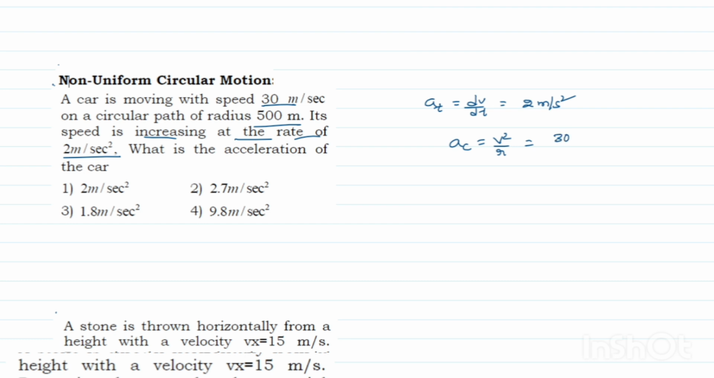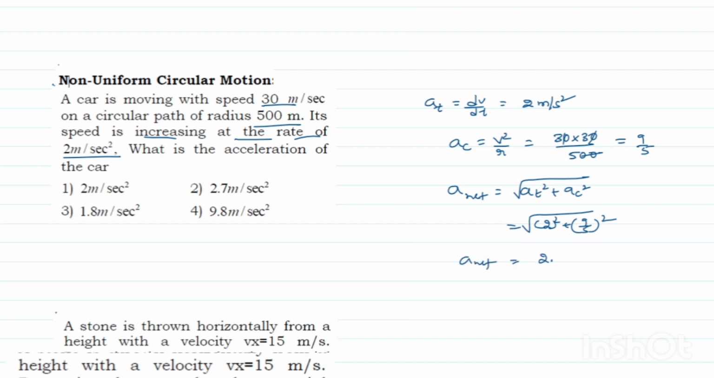With what speed it is moving: 30 square, you can take, by r, you can take as 500. These 2 zeros get cancelled, so here you can take 9 by 5. And the resultant acceleration, a net, in non-uniform circular motion is nothing but root of at square plus ac square, both acting perpendicularly. So when simplifying, this is 2 square plus 9 by 5 whole square. Net acceleration will be nearly 2.7 meter per second square. This is the correct answer.